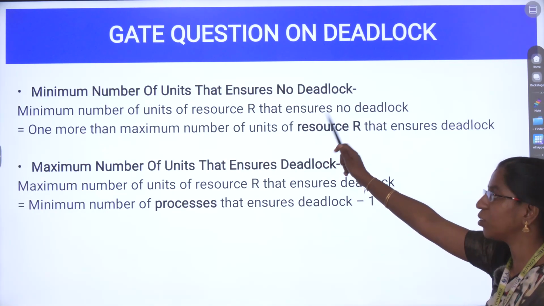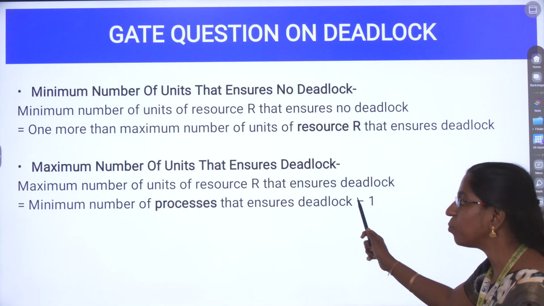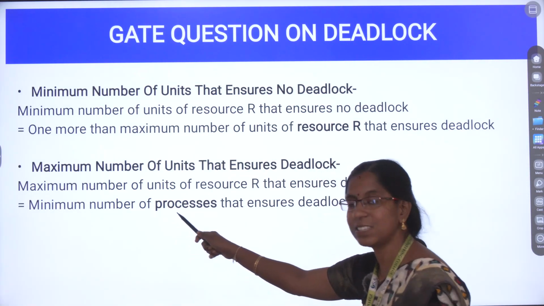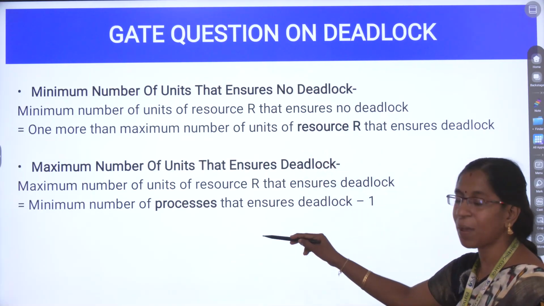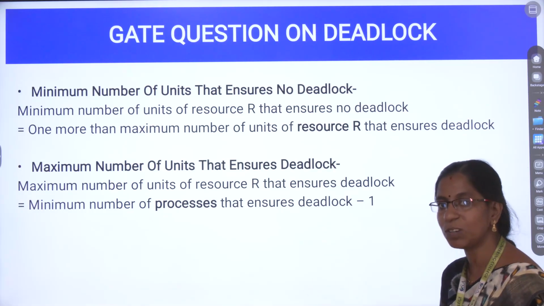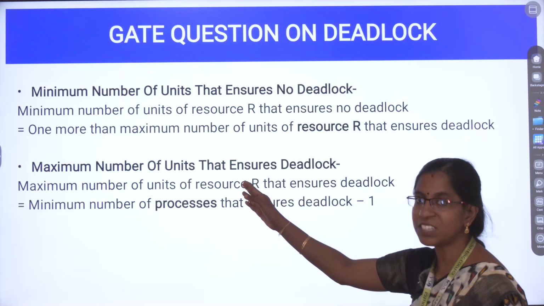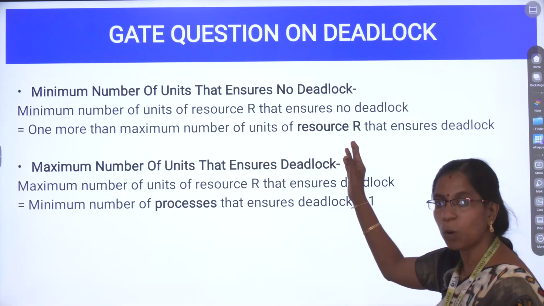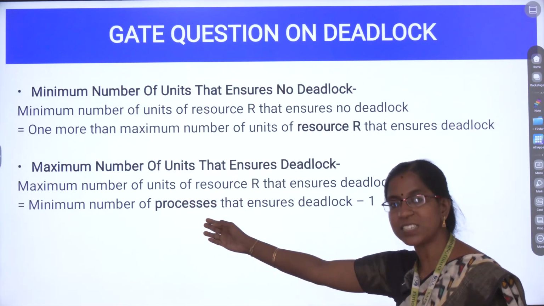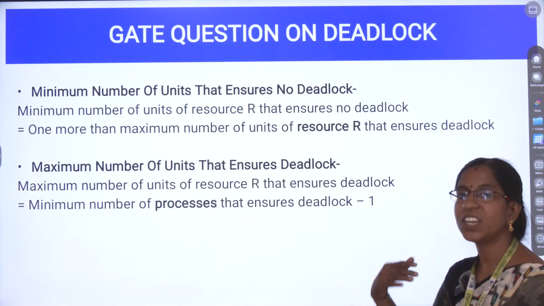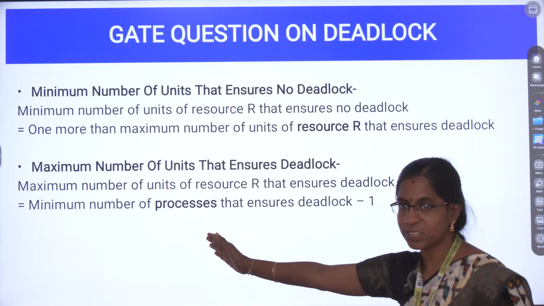This is the minimum number of units. For the maximum, we have to subtract 1 from the minimum number of processes. Here processes, here resources. So for minimum and maximum, we are going to discuss two problems in the coming section. If the minimum number of units is asked, we have to add one more in resources. If the maximum number of units is asked, we have to subtract 1 from the minimum number of processes.